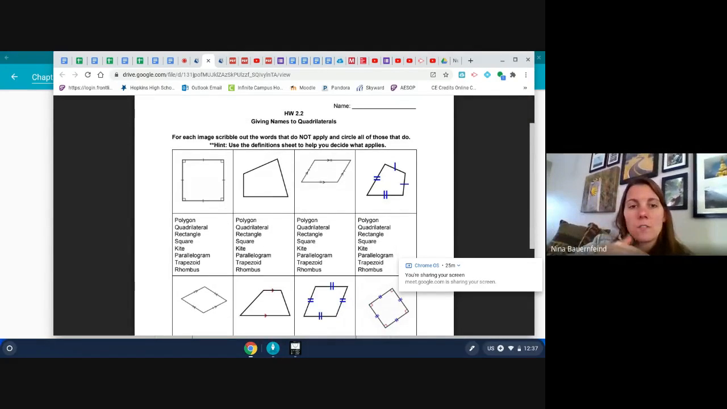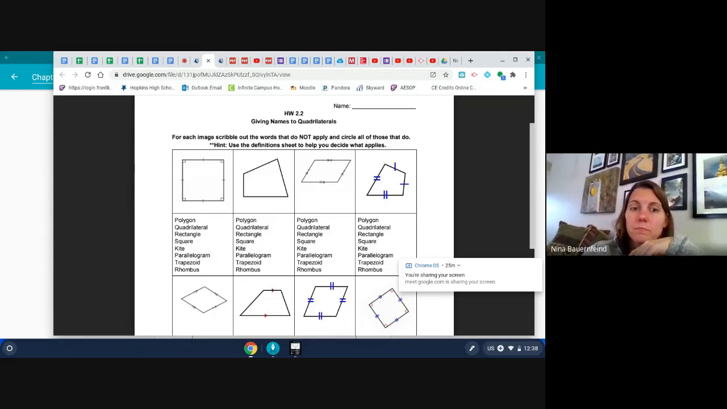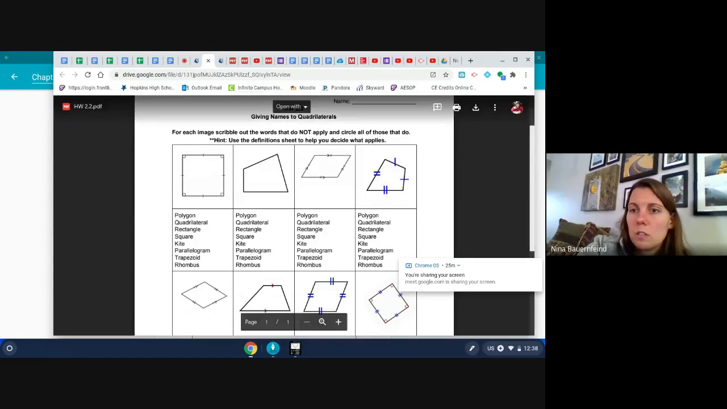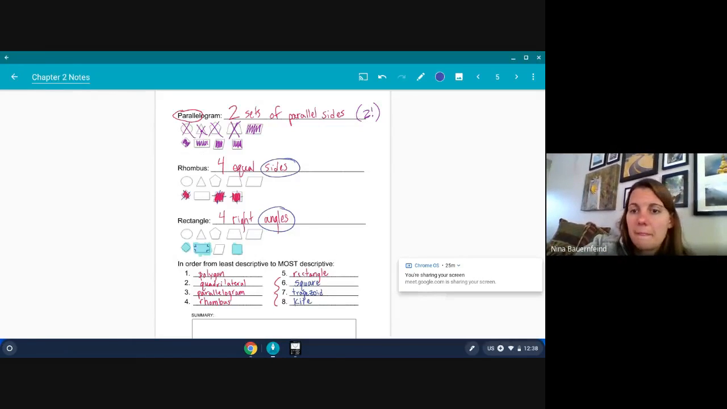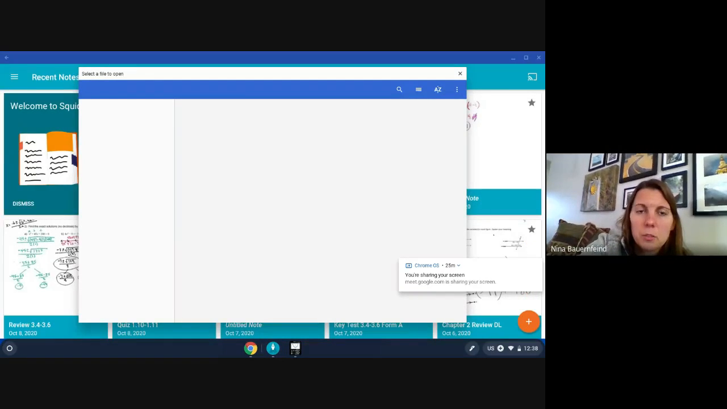It lists each of the names and it says for each image, scribble out the words that do not apply and circle those that do. How about this? Just scribble out the ones that don't apply. The ones that show will mean that that's what it is. So if you look at the definitions that we just wrote down, from the notes that I have written down, it says a polygon is a straight-sided figure. So let's do the first one together. Give me 1 second. I'm going to just upload 2-2 really quick and we'll do it together, the first one.